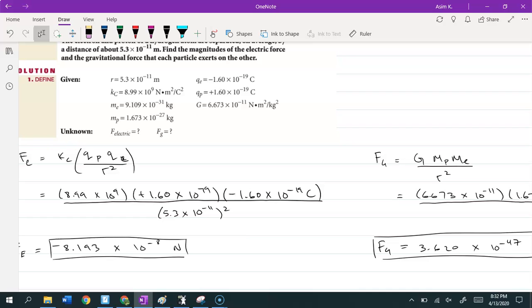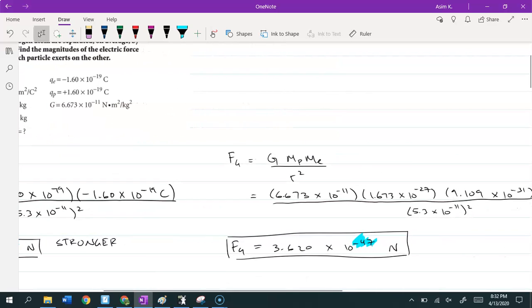And clearly, something that's got a power of negative 8 is much bigger than something that has a power of negative 47. And so what I'm trying to say here, and this is very important, is that when particles are very small, unlike planets, what really starts to matter is the electric force between them. And what's relatively negligible is the gravitational force between them.